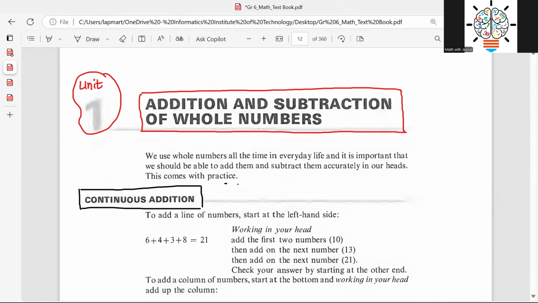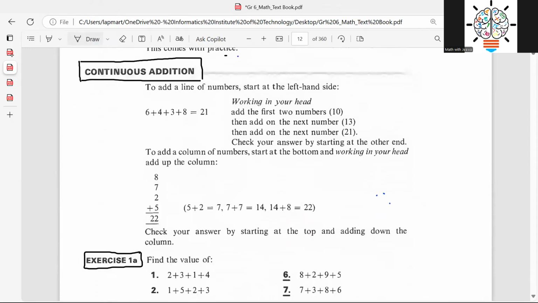The continuous addition. So what they say, children, under the continuous addition, this is the first theory note, first point you want to write. To add a line of numbers, start at the left-hand side. What do you mean by that? You want to start from the left-hand side. That means you start from 6. 6 plus 4, 10. 10 plus 3, 13. 13 plus 8, 21. So the answer is 21.